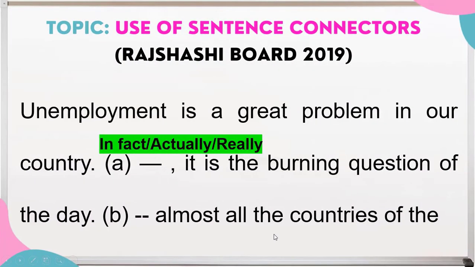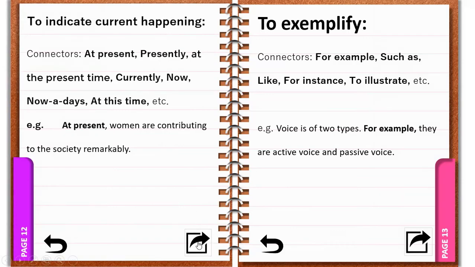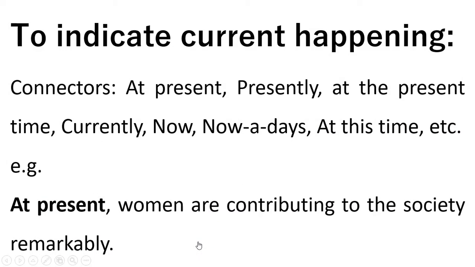Question B. Almost all the countries of the world suffer from the curse of this unemployment problem. This sentence of question B indicates current happening. If you have answered, let's match your answer with the answer given on the screen: at present or now. Let's get in for details. To indicate current happening, connectors: at present, presently, at the present time, currently, now, nowadays, at this time, etc. For example, at present, women are contributing to the society remarkably.